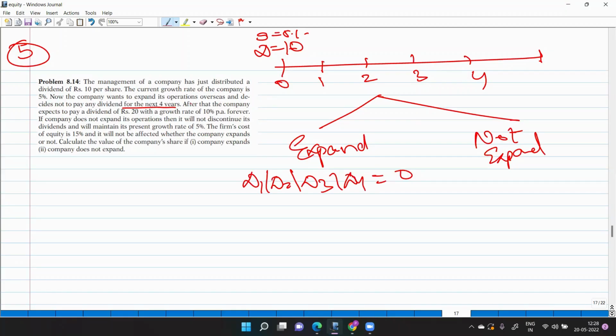Okay. After that, the company expects to pay the dividend at ₹20. उसके बाद कंपनी क्या बोल रही है कि we will give you 20 का dividend after all. ठीक है, after the 4th year, and उसका growth rate would be 10%. ठीक है, and that will lie for forever. That is perpetuity cash flows.